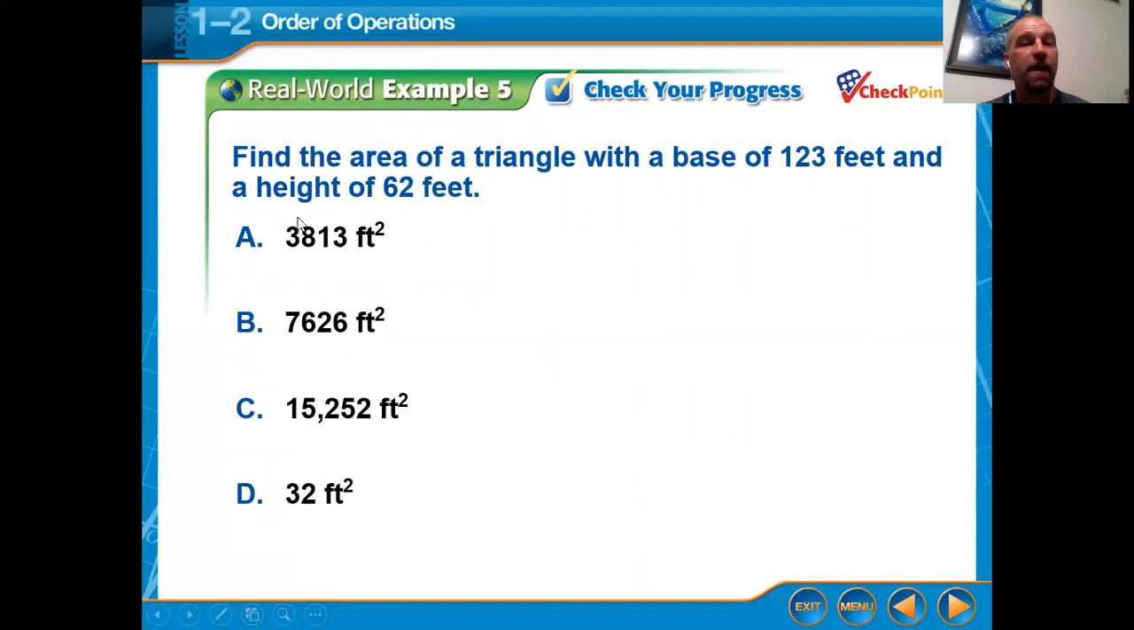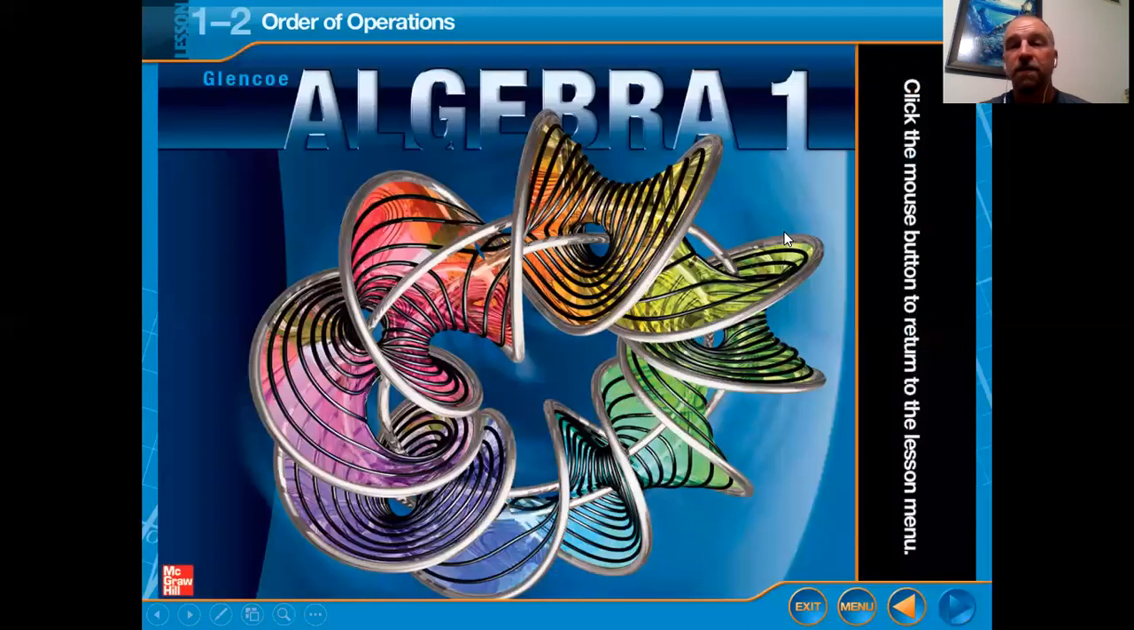Okay? What if the base was 123 and the height 62? We're still going to use that 1/2 times base times height formula. So go ahead and pause the video, work this out, calculate a little bit, see what you get. And hopefully now you're back and you paused and you calculated and you got 3,813 square feet or feet squared. There's our lesson for today. We've reached the end. I have work for you to do now, so let's get to work.